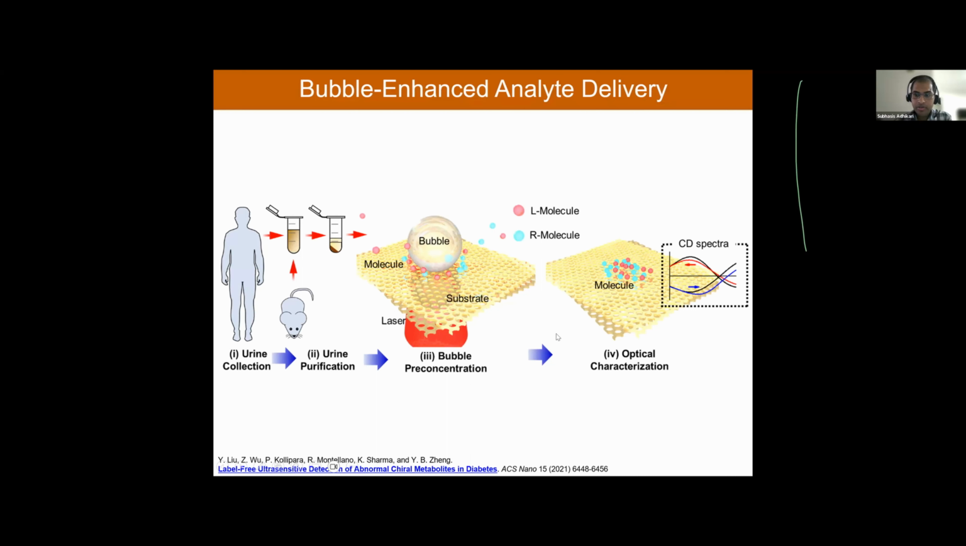Are there further questions? Okay, there is a question from Professor Kobayashi. What is the limit of size to manipulate?